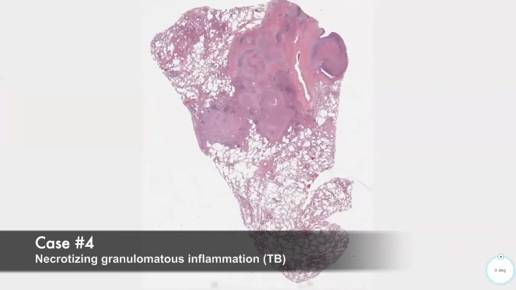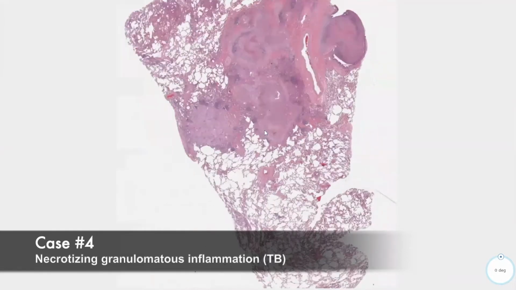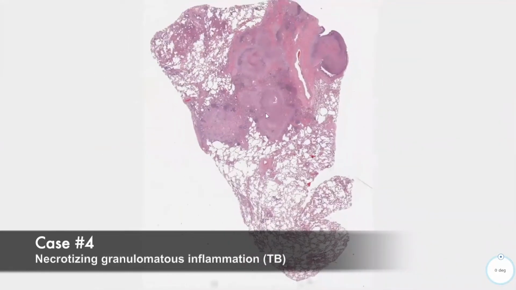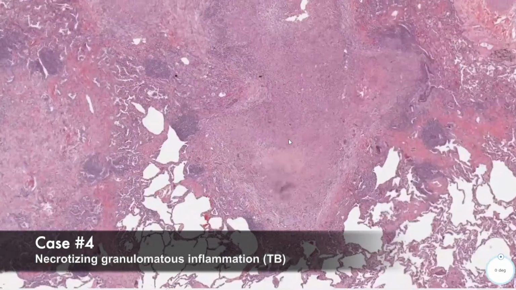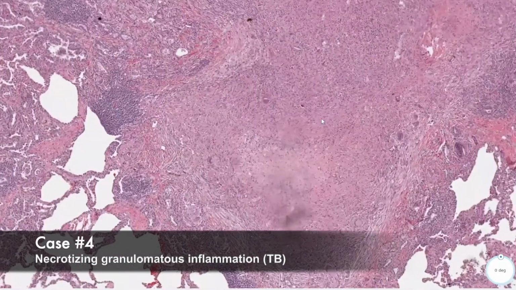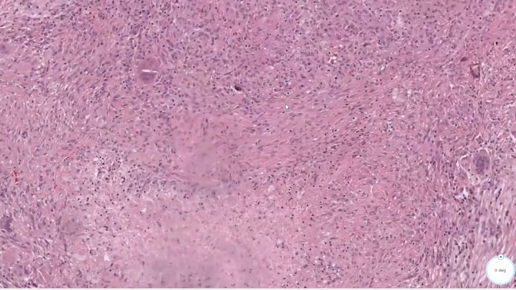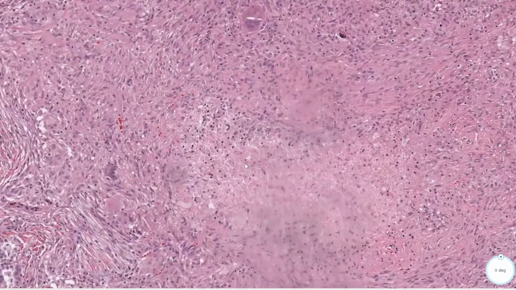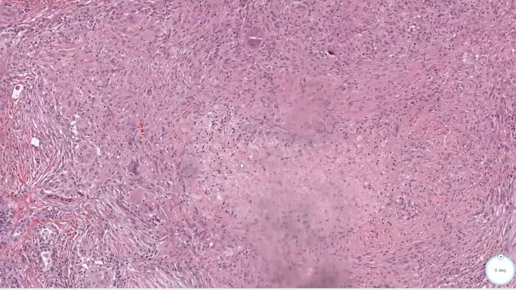Lung resection here. You can see the background lung looks pretty good, but then we have these large areas of abnormalities, and they're really clustering together. These are actually necrotizing granulomas, in contrast to our case of sarcoidosis where we had non-necrotizing granulomas. You can see there's prominent necrosis here.